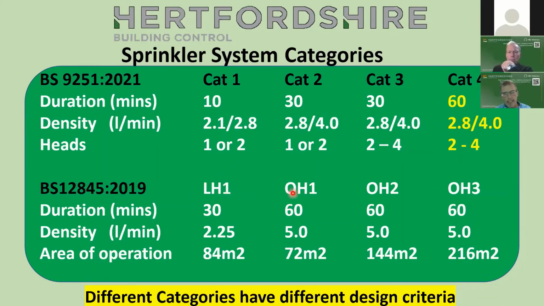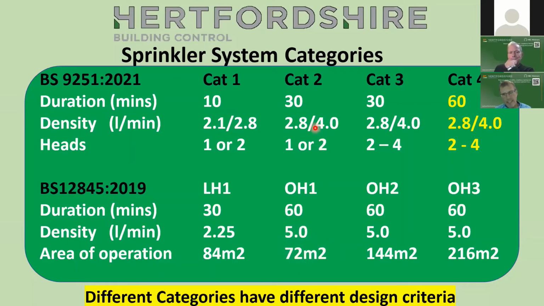The commercial is slightly different insofar as you've got to work on areas of operation. So you would automatically multiply up your densities by your area of operations. So that one there would be, as an example, 300, and that one there would be 360 litres a minute needed for that.